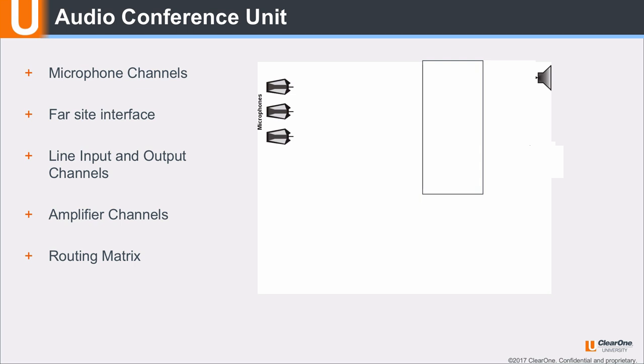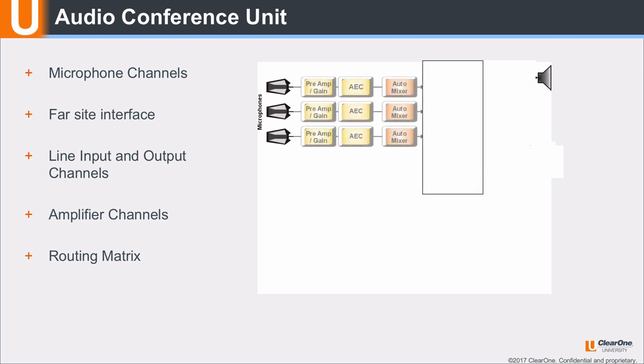Now let's look at the audio conferencing unit and its basic components. Microphone channels interface to the room mics. The preamp amplifier amplifies the low-level mics to match the audio conferencing unit's required levels. The AEC, or acoustic echo canceller, removes acoustic echo, audio coming from the loudspeaker, before it is transmitted back to the far site. In a distributed echo cancellation system, this occurs per microphone.